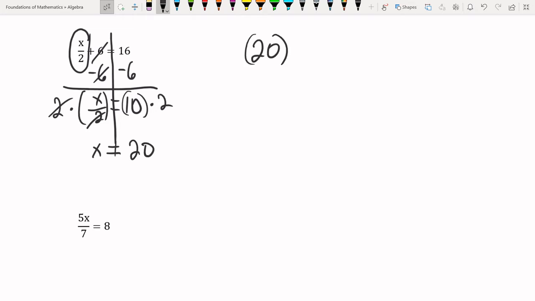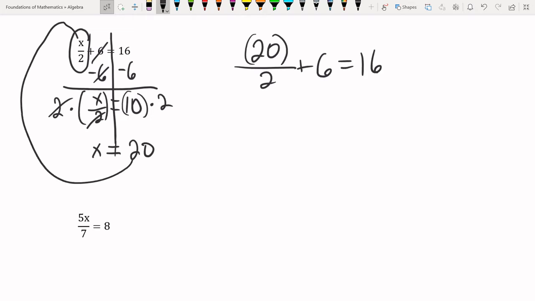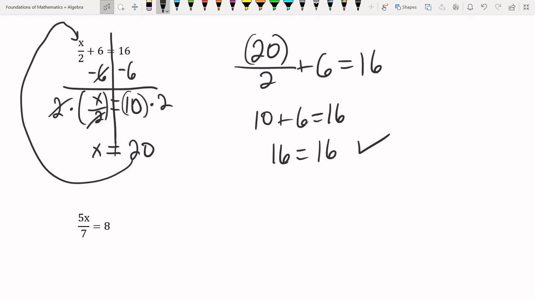Checking our work, we have 20 over 2 plus 6 equals 16. Of course, I'm just plugging the 20 into the x slot. Clear off some of that stuff to see where it's going. 20 over 2 is first. That gives you 10 plus 6 equals 16. And 10 plus 6 is 16, which is a true statement.